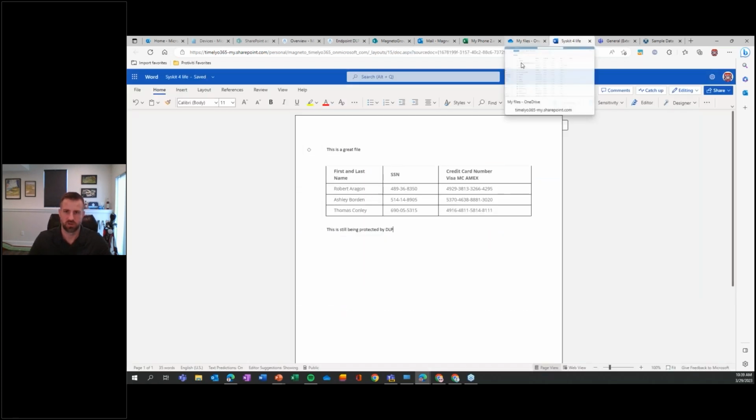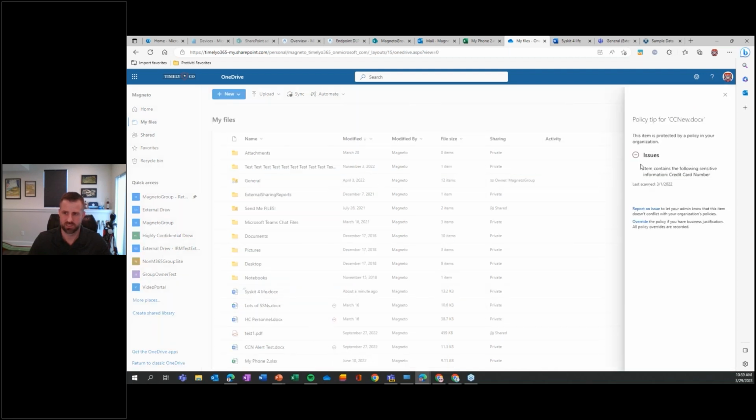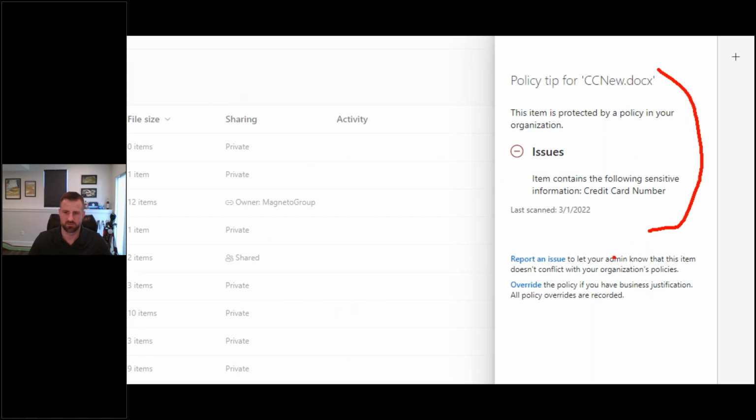And now you will see a little bit of a delay. There's a just-in-time access or sensitive by default. You'll see come in, but technically these files are protected to stop me from sharing these externally. And you'll see these little policy tips inside of OneDrive and SharePoint today. If you wanted to, we actually have the ability to override this content as well.